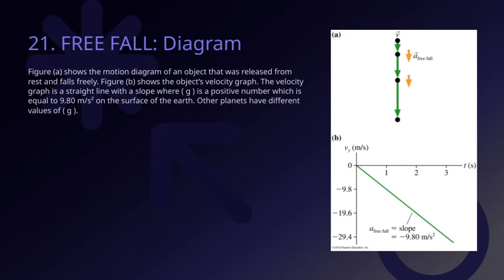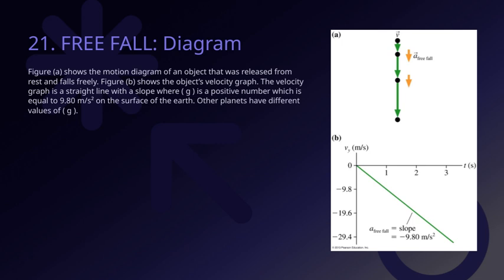Let's take a closer look at figure A, which shows the motion diagram of an object that was released from rest and falls freely. As you can see, the diagram illustrates how the object's position changes over time, with each position marked at different intervals. Since it was released from rest, the initial velocity is 0, and the object begins to accelerate downward under gravity.